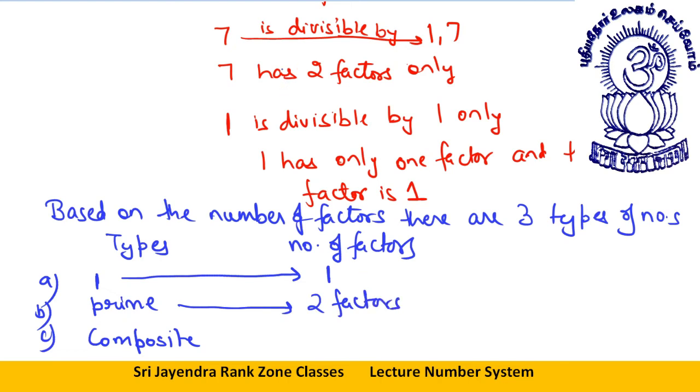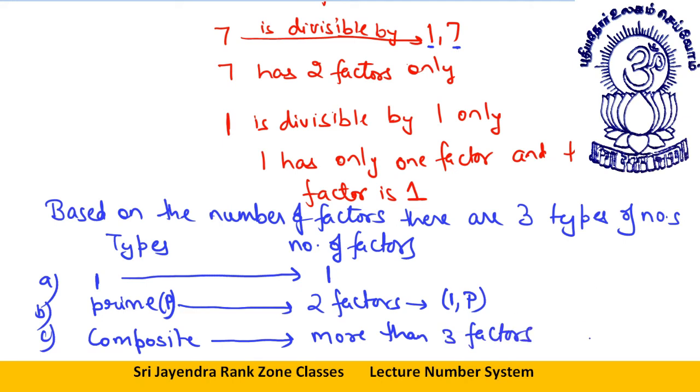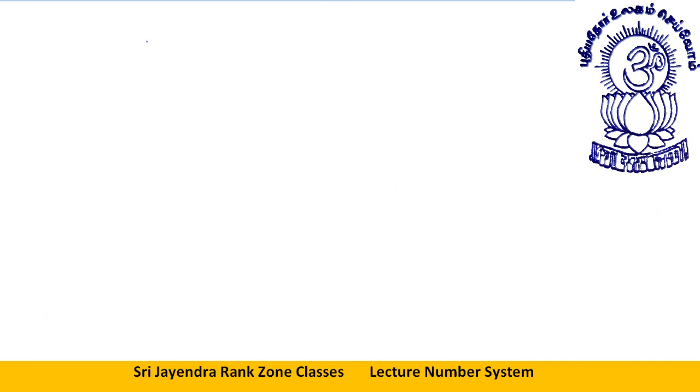What are the two factors? We saw 7 has only two factors, the number 1 and 7. Let's say a prime number is P. It has only two factors, 1 and P. Composite numbers are those which have more than two factors. Clear to all? This was the basic classification based on the number of factors.